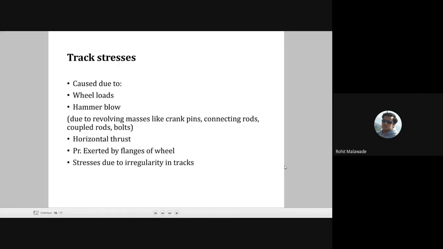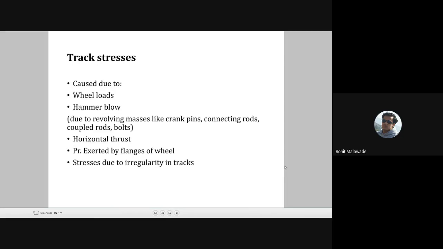Okay, now we will see what kind of track stresses are going to be developed on the railway track. The different kinds of track stresses are the stresses due to the wheel load, and due to the hammer blows, which we will be seeing, and then the horizontal thrust, the pressure exerted by the flanges of the wheel, and the stresses due to the irregularities in the track. So these are the different kinds of stresses that are going to be developed on your railway track.